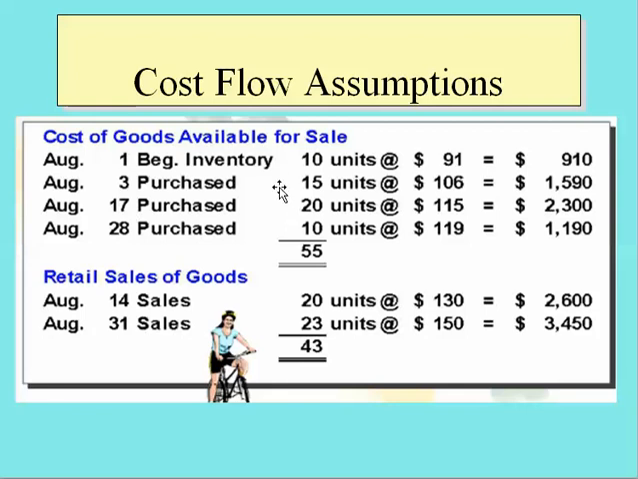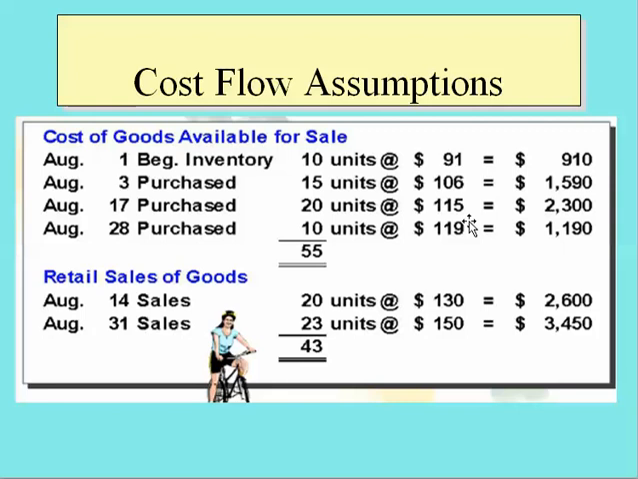So let's say we sell bicycles and we have cost of goods available for sale. In our inventory at the end of August, we would have 55 units available for sale. We started the month with 10 units in inventory, and then we purchased an additional 45 units during the month. Those purchases were all made at different prices, and this is very common. You go to the gas station quite frequently, and price does vary.